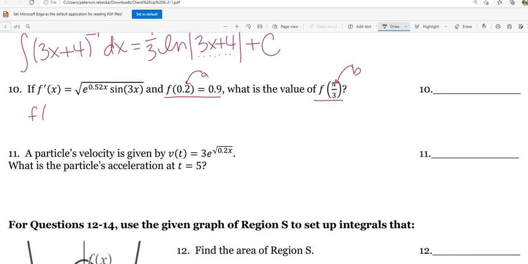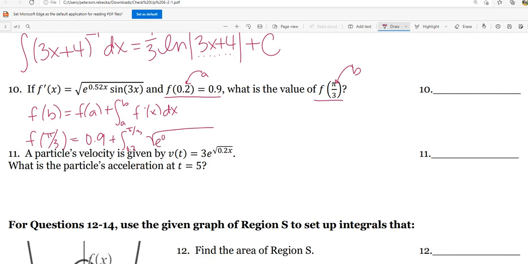And remember, it goes f of b equals f of a plus the integral from a to b of f prime of x dx. So I want to find f of pi over 3. F of a is 0.9. And then we're going to add the integral from a, which is 0.2, to b, which is pi over 3, of f prime, which is square root of e to the 0.52x sine of 3x. And I'll let you plug that into the calculator. Math 9 that. Make sure you're in radians.